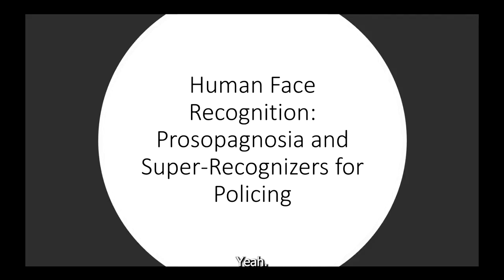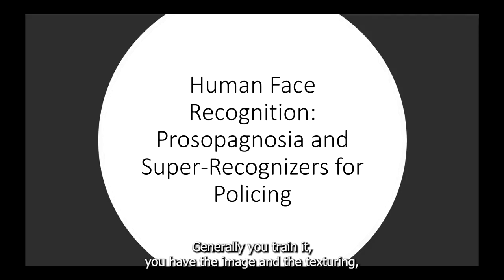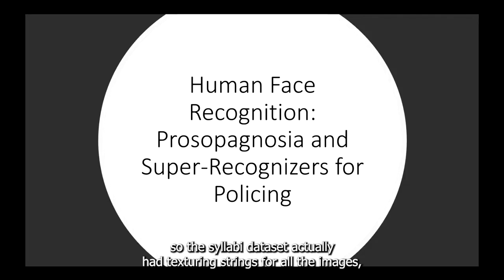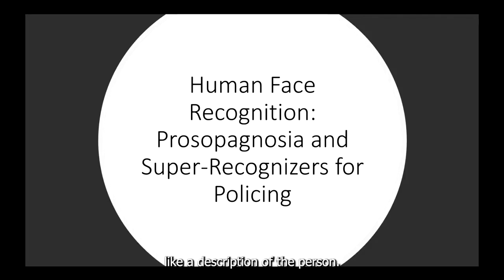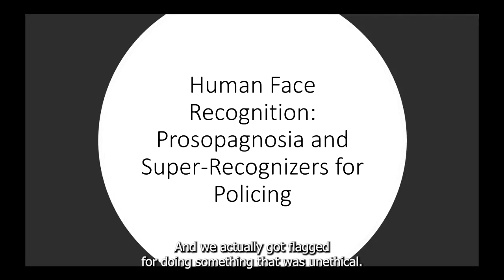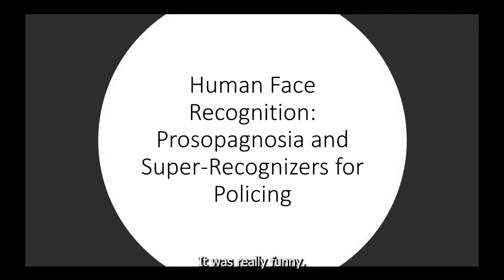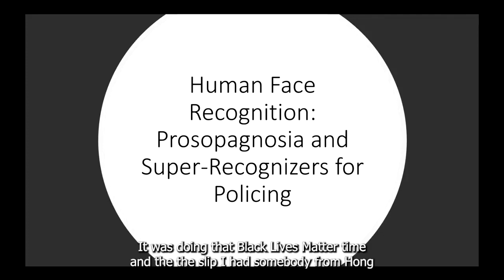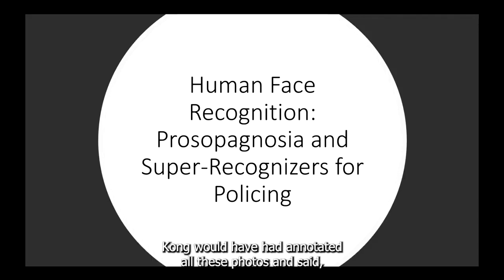Generally, you train it with the image and the text string. The CelebA dataset actually had text strings for all the images, like a description of the person. And we actually got flagged for doing something that was unethical. It was really funny. It was during that Black Lives Matter time. CelebA had somebody from Hong Kong or wherever who had annotated all these photos and said, this is an attractive woman, blah, blah, blah.